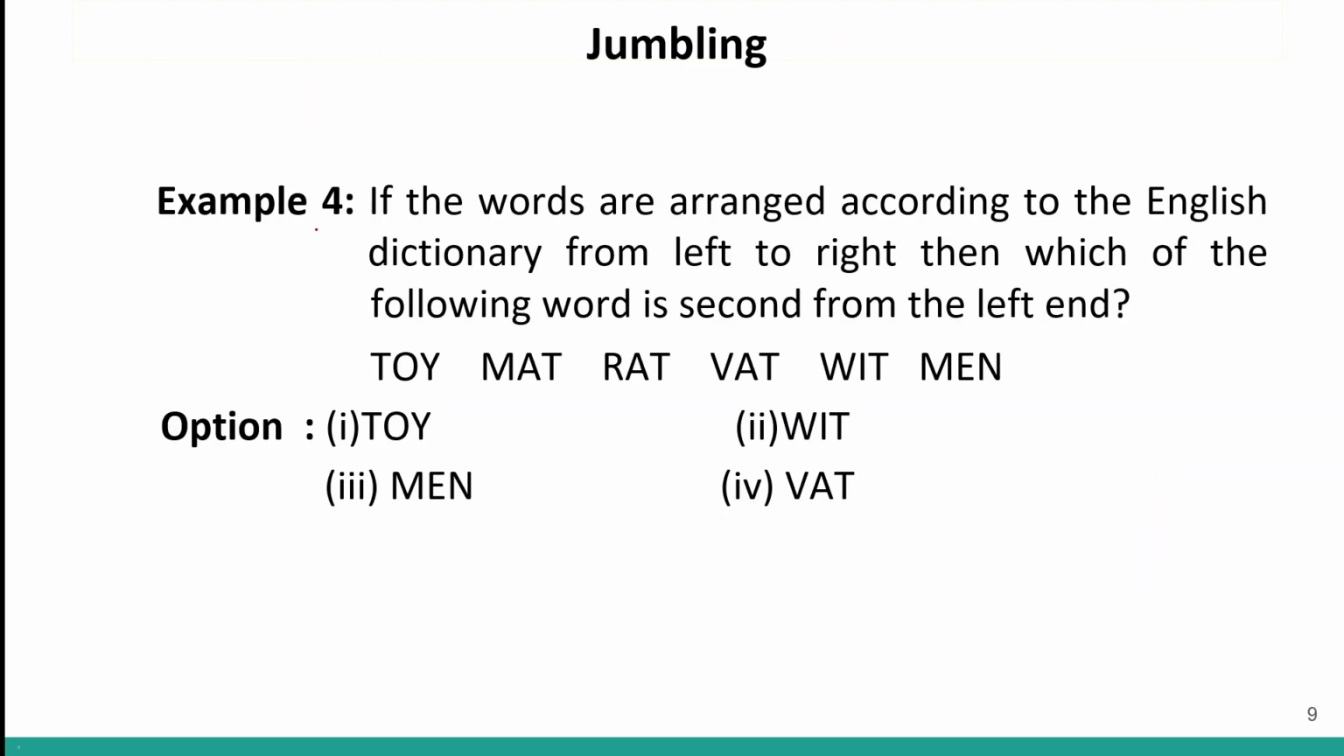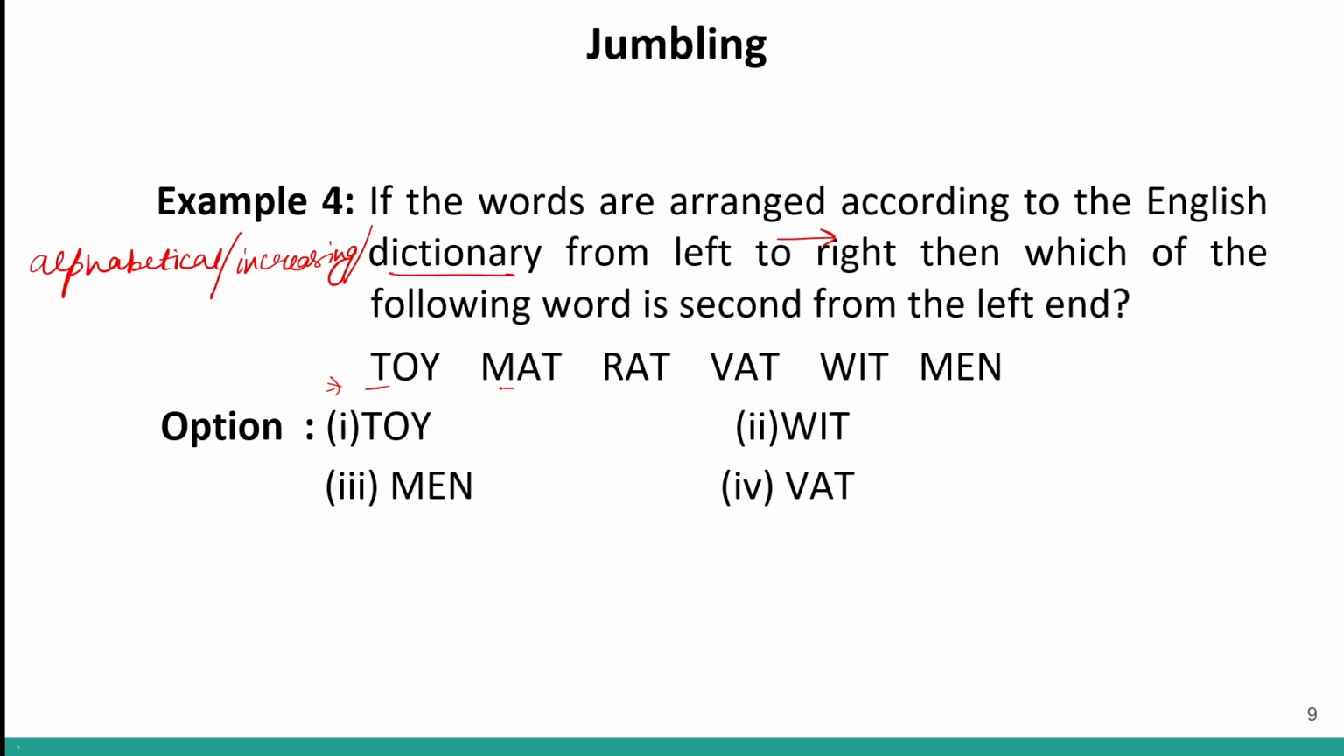Okay. Now this is example number 4. In this, the words are arranged according to English dictionary. So English dictionary means in alphabetical order, or it can also mean in increasing order, correct? So we have to arrange these from left to right in this direction, correct? Then which of the following words is second from the left hand? So basically we have to arrange all these words in dictionary order.